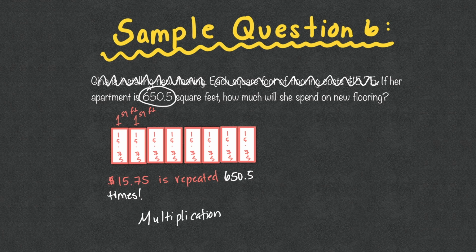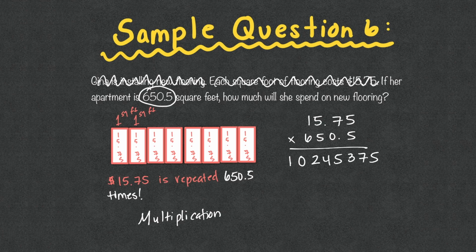So I'm going to take my numbers, $15.75 times 650.5 square feet. Remember, for multiplication, you do not have to line up your decimals, so we can multiply these. Let's use our calculator for this. And that's going to give me, let's look, 10245375. Now, let's look at where to put the decimal. 2 numbers after the decimal here, 1 number after the decimal here, which means we have a total of 3 numbers after the decimal, so our decimal point goes here.